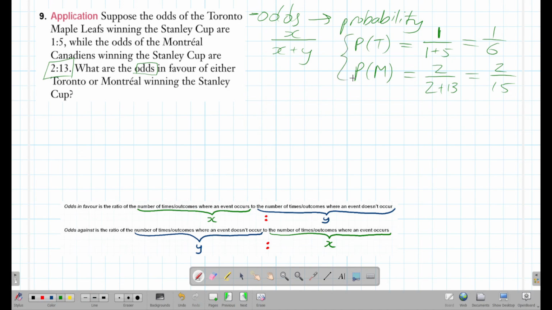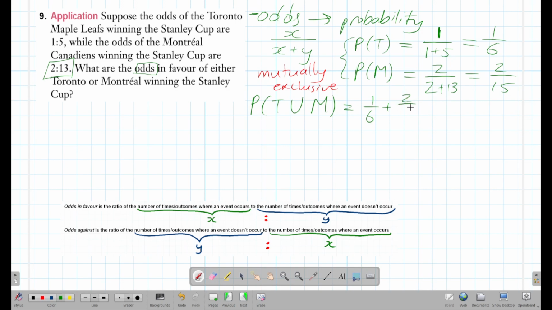Now that we've turned these into probabilities, we can find the probability of T or M, or in other words, T union M. That's pretty easy because there's only one winner of the Stanley Cup. It's a tournament, like sports. You're only ever going to get one team or person in first place. So these two are mutually exclusive events, which means we're allowed to add the probabilities together. Because you can't have 2 winners, you can only have 1.